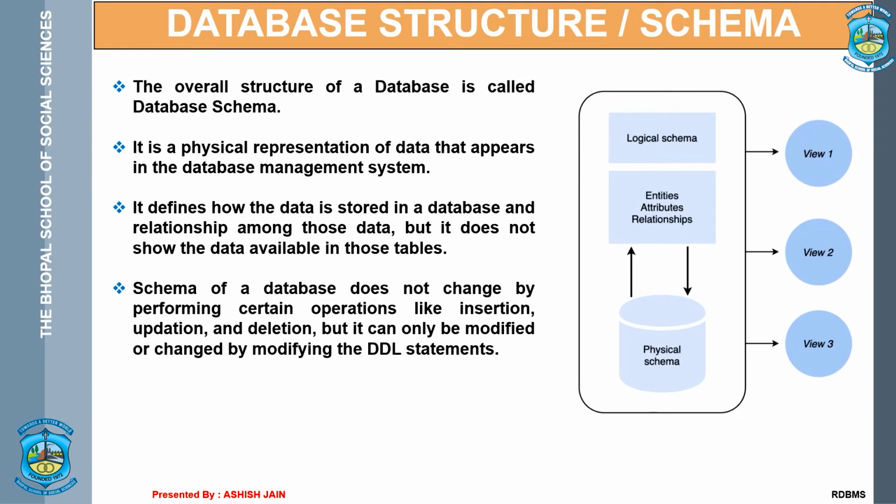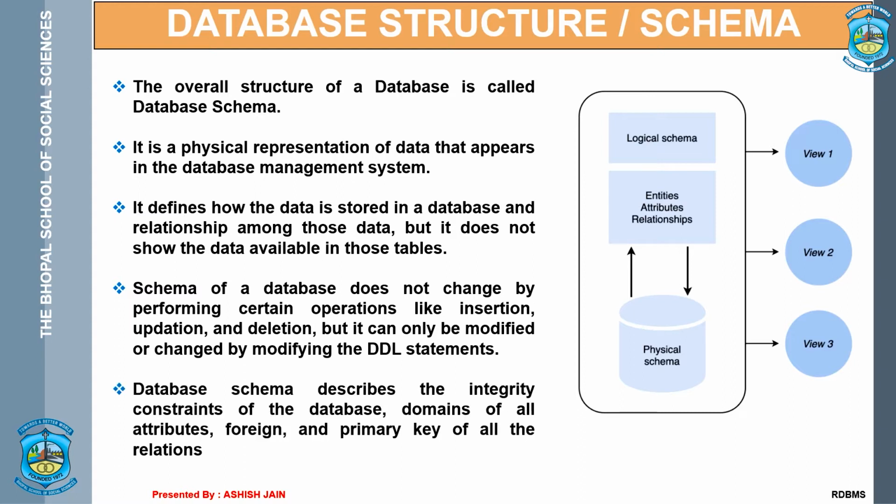Now, schema of a database does not change by performing certain operations such as insertion, updation and deletion because it is concerned with the structure. So whatever changes you make in the data, it doesn't reflect on the schema. But if you modify or change the structure, that change is visible to all the things. Database schema describes the integrity constraints, database constraints, domains of all the attributes, foreign and primary key of all the relations.